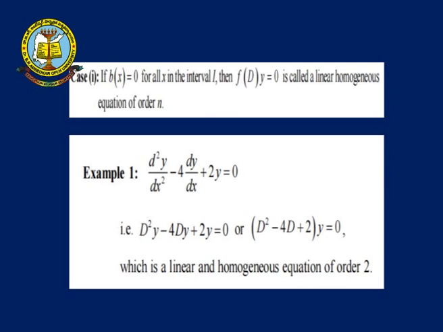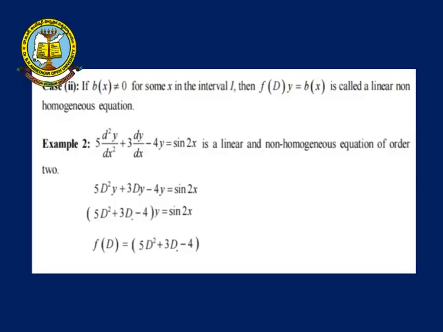Here f of D equal to D squared minus 4D plus 2 is called an operator function. It is of order 2. That is a homogeneous equation, a linear homogeneous differential equation of order 2. Now here, if b of x is not equal to 0, that is called a non-homogeneous equation.